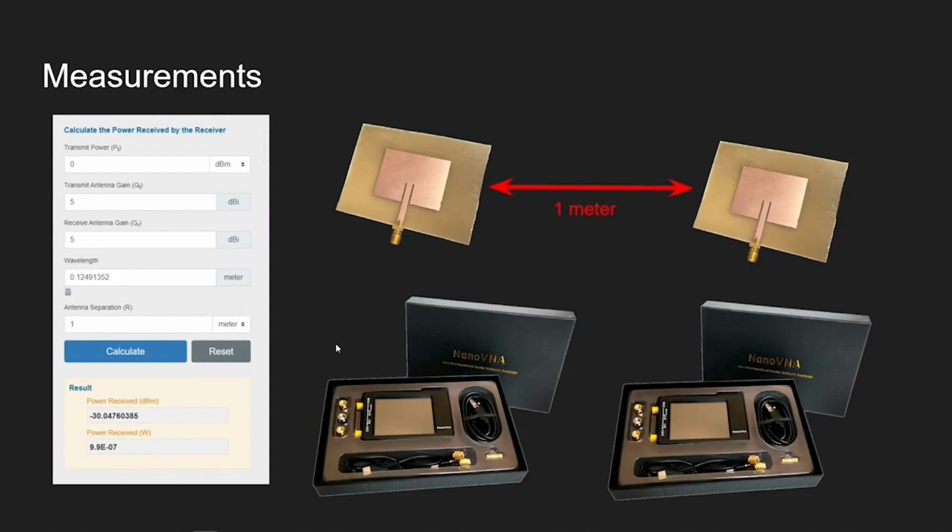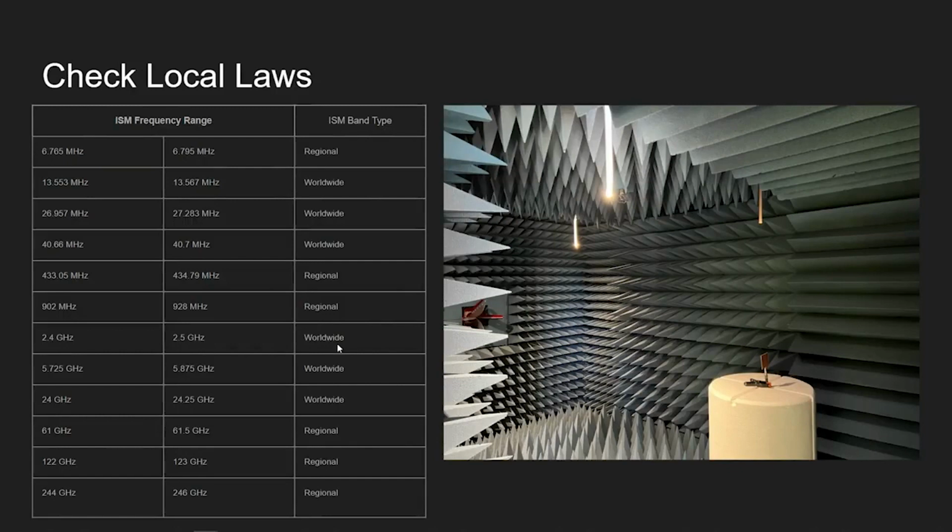If both antennas are exactly the same, an assumption can be made that both of them have the same gain, which will simplify the equation. In this case, you can use the calculator and match both antenna gains in order to get the observed power received, which will be known. It is important to check your local laws for transmission rules.